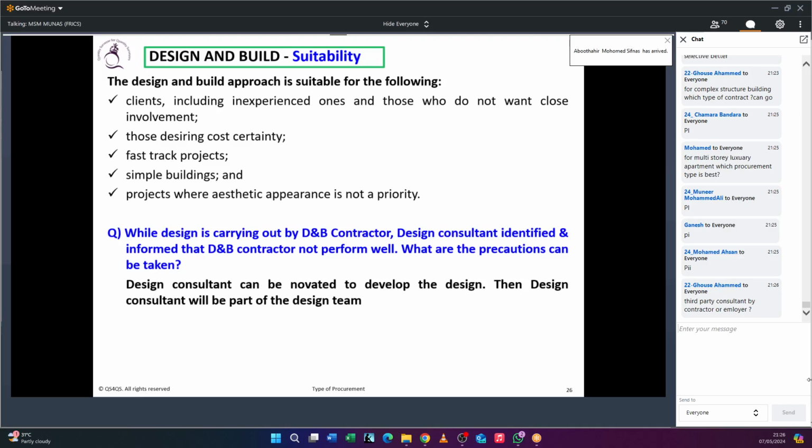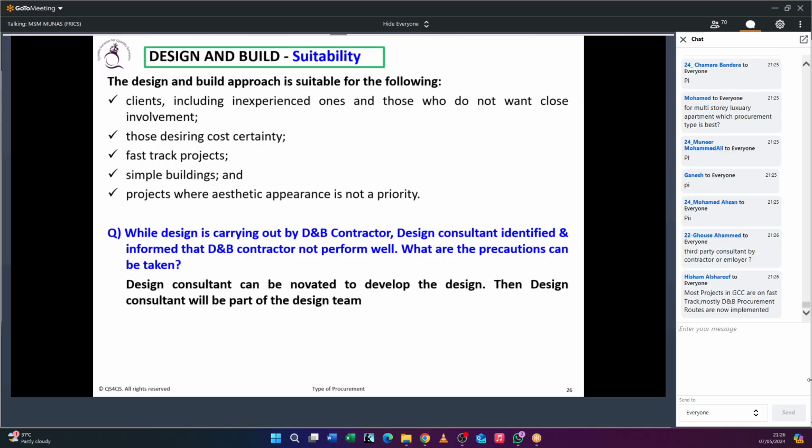A third party consultant could be appointed by both parties. Initially, the employer hiring the design team or consultant team to prepare the employer's requirements could be a third party consultant. Or to supervise the contractor during the post contract stage, he can hire a third party consultant. Or if the contractor doesn't have a design team to do the design development, he can go for a third party consultant. So that's fine. Both parties can do that.